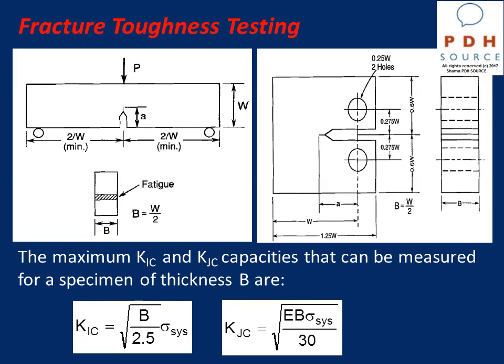The two most common specimens used are the 3-point bend specimen and the compact tension specimen. This is the compact tension specimen. And in order to calculate a maximum value for K1C, it is expressed in terms of the yield stress of the material and the thickness of the specimen, according to these two equations.